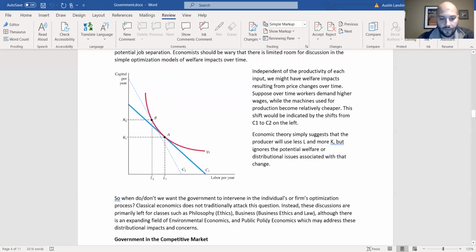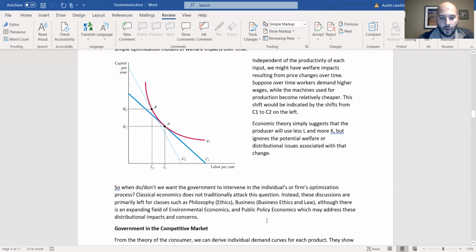So in the next video, we'll talk about whether we want government intervention. When might we or might we not want government intervention? And we'll talk about how the particular market structure, ranging from perfectly competitive to monopolized, might impact that choice.